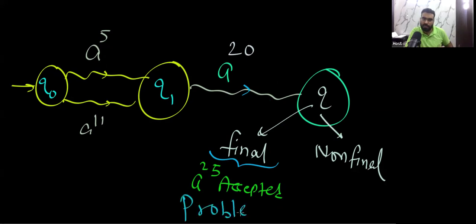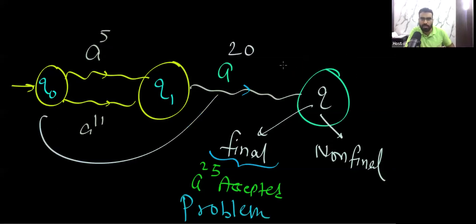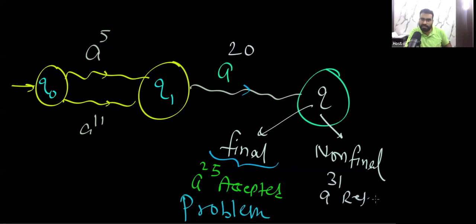Clear? Okay. And similarly, if I make it non-final, then also there is a problem. If I make it non-final, then a power 31 is rejected, which is an issue. Yes or no? Did you understand? Please tell me. So finally, this is the point.